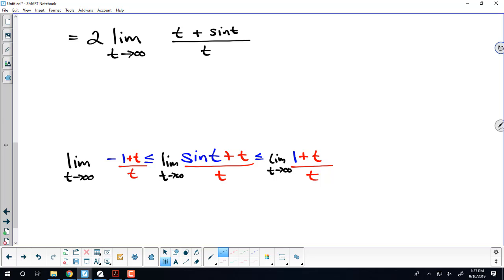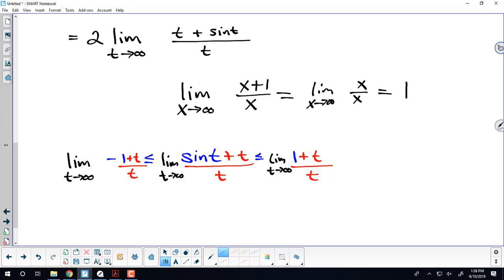Okay, well, what if I ask you to compute this limit? What's the limit as x approaches infinity of (x + 1)/x? How would you compute that limit? First of all, what kind of function is that in terms of x? It's a rational function. So we need only look at what? x over x, leading term over leading term, right? And so the limit as x approaches infinity, x over x, is equal to 1, right?